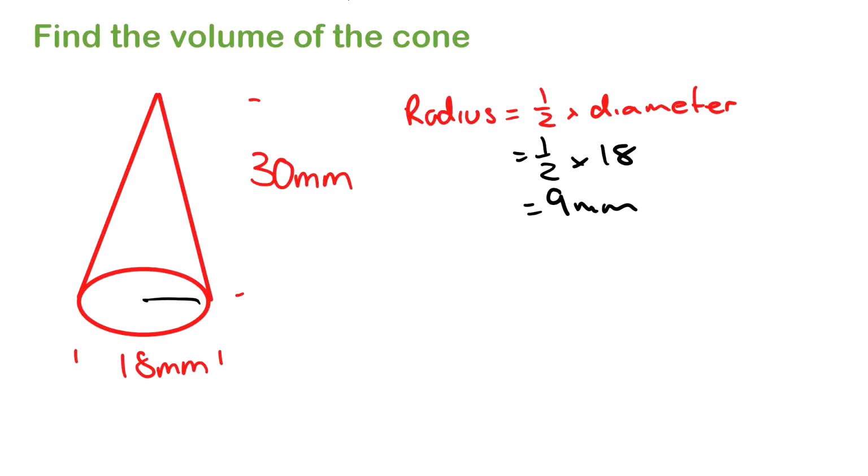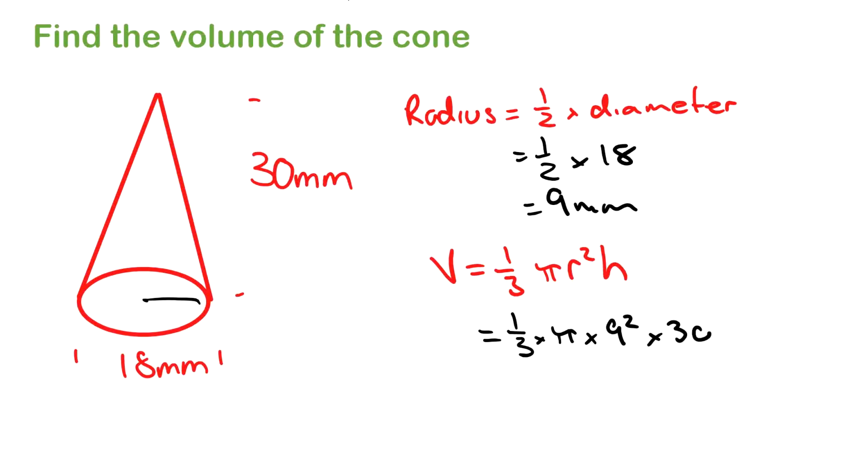Now we can substitute this into the formula. Now remember, for a cone, our volume is 1/3 pi r squared h. So what we get here is 1/3 times pi times 9 squared times 30. At this point you can use a calculator and we get 2,544. Now remember, units: they're in millimeters over here, so millimeters cubed because we're dealing with volume.